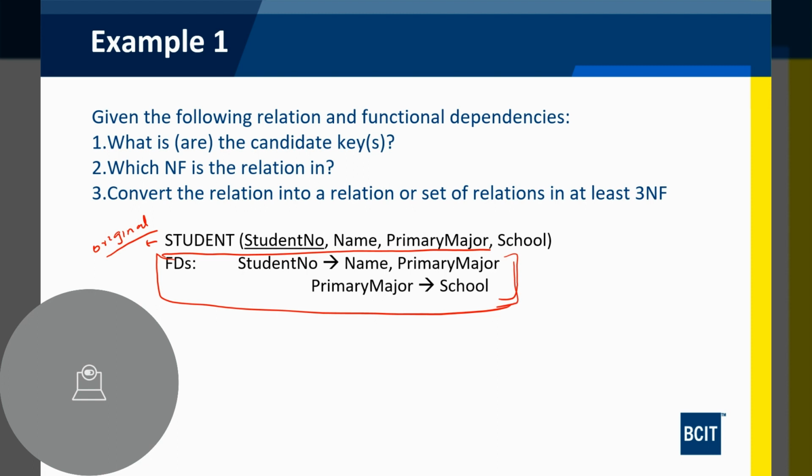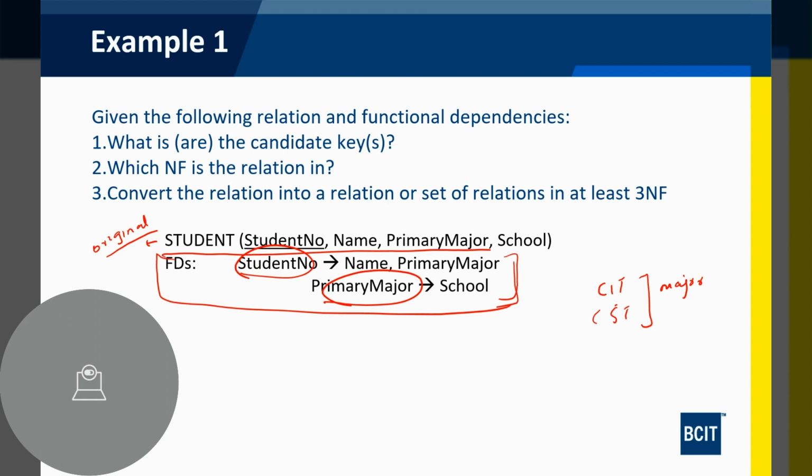Here in the FDs, we have to identify the candidate keys. As per these FDs, we have two candidate keys. Student number and primary major are considered here as candidate keys. Which normal form is the relation in? We know that the student number is the primary key, whereas the primary major, which is like CIT, CST, is considered here as a candidate key.